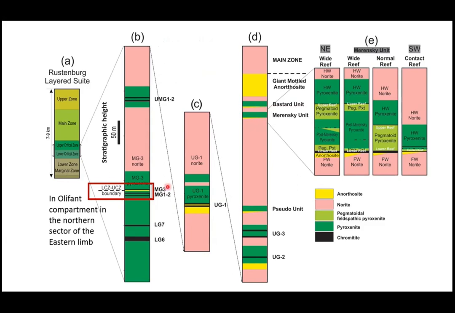This is the lower critical zone boundary between the lower and upper critical zone in the Oliphant compartment in the northern sectors of the Eastern Limb. You can see that the lower critical zone is pyroxene dominated, believed to have been formed by an ultramafic type parental magma known as B1 or U type liquid, and the upper critical zone is feldspathic and suggested to be formed by an ultramafic to tholeiitic type parental magma known as B2 or A type.